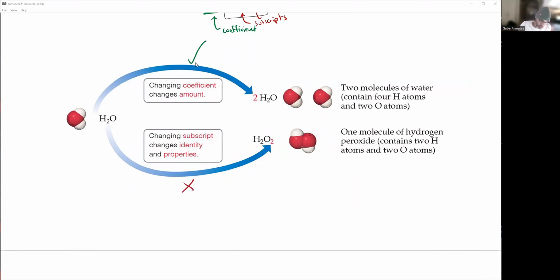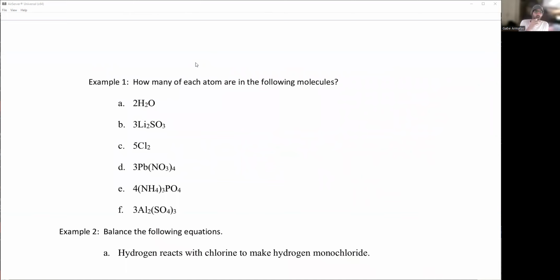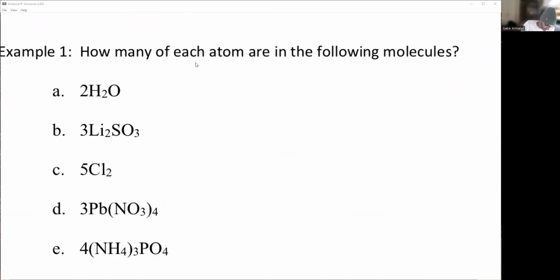Changing the subscript, you're not allowed to do that. So do not do the bottom one there, because you're going to change it. Now it's peroxide. It's something completely different. It's different reactivity. All right. So please do this after my example here.